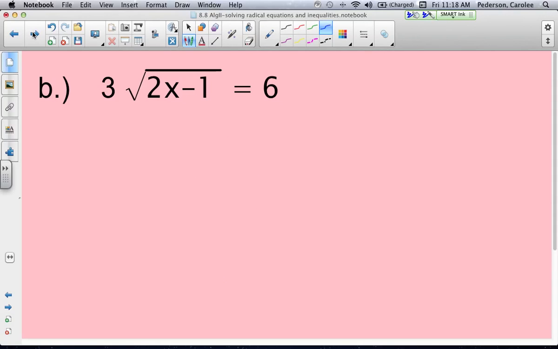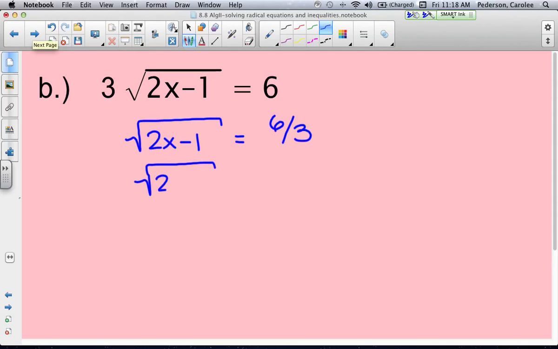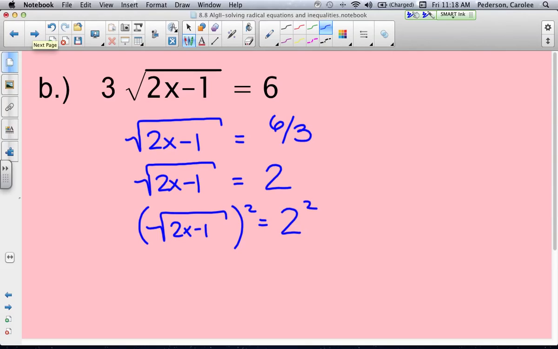Let's have you just watch this one. So the first thing we want to do is we want to undo the 3. So to undo the 3, we want to divide by 3. And let's clean up the right side. So 6 divided by 3 is 2. Now we need to undo the radical. So we're going to square both sides. So square root and a squared, we get 2x minus 1. And then on the right side, 2 times 2 is 4.